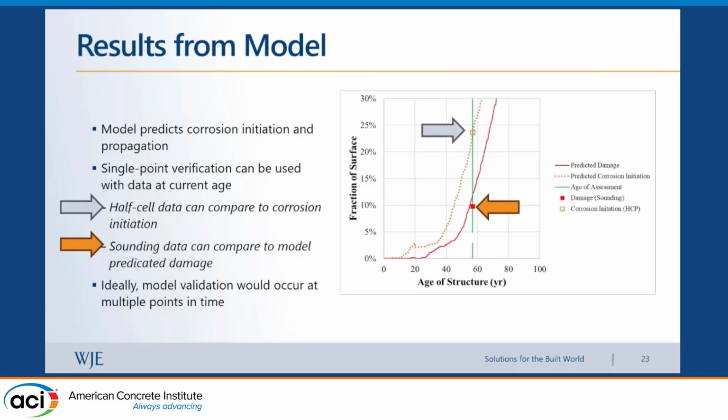Ideally, we perform that at different points in time, but at least we want to verify our model at the current age. To take it a step further, we do a validation study similar to what we did in the case studies here, where we go back after a number of years and compare the actual damage percentage now versus what was predicted a number of years before.